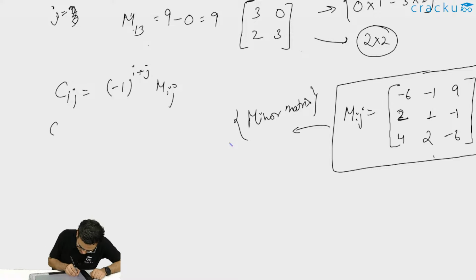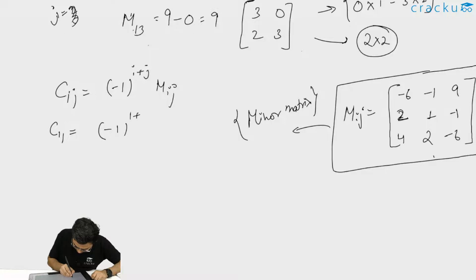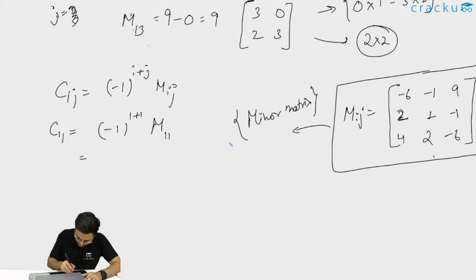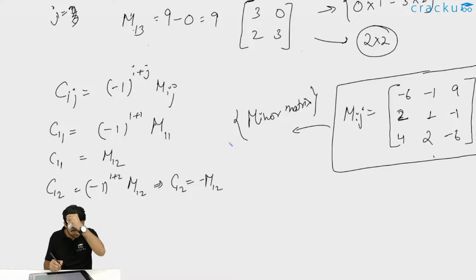Again, let's say I have to find C11. It will be minus 1 to the power 1 plus 1 times M11. 1 plus 1 is 2, and minus 1 squared is 1. So C11 will be M11. What about C12? C12 will be minus 1 to the power 1 plus 2 into M12. 1 plus 2 is 3, and minus 1 to the power 3 is minus 1. So this will be minus M12.